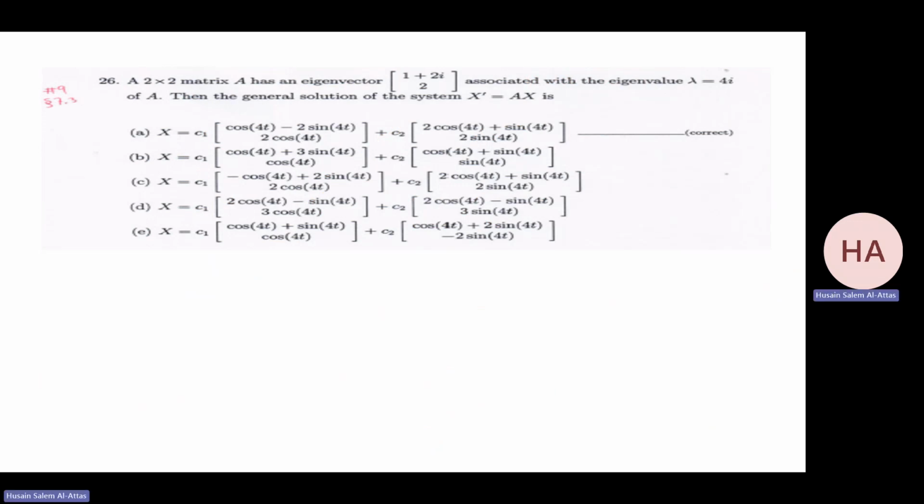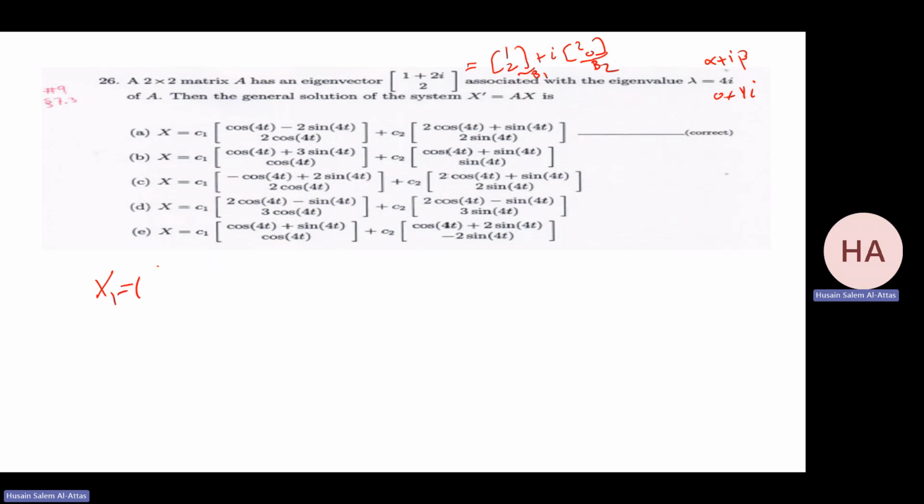Now I have a 2 by 2 matrix. I can write it as 1, 2 plus i, 2, 0. So this is B1 and this is B2. Very clear. And this is alpha plus i beta. So alpha is 0 and beta is 4. Okay, what do you want? You want the general solution.